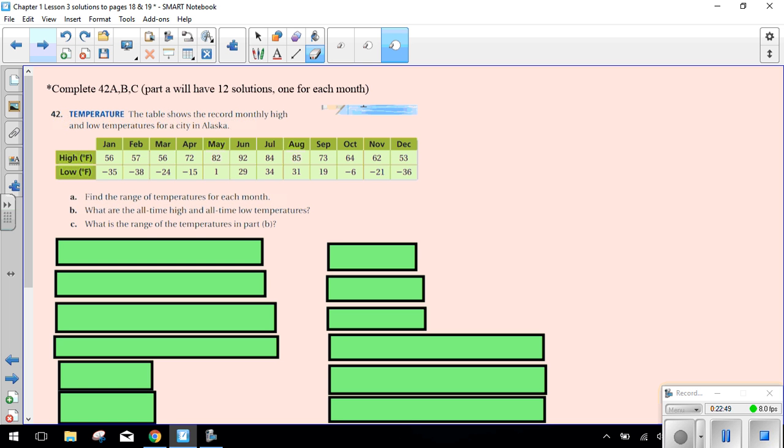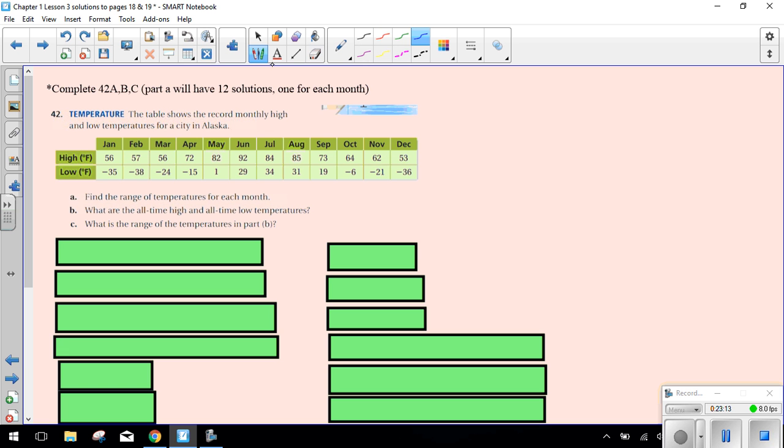42A is going to take some time and some patience, so please be ready. Everything you see here in green on the screen is strictly for Part A. Part A is asking you to find the range of temperatures for each month. So like I told you on the website, Part A will have 12 solutions, 1 per month.